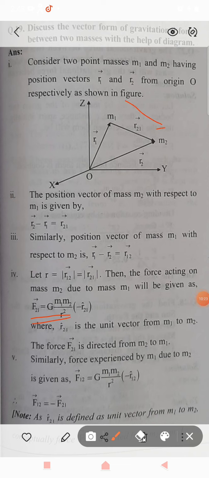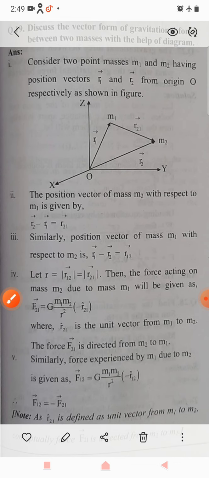So these two masses m1 and m2 are separated by the distance r21. Then the force F21 acting on the second due to the first equals G m1 m2 upon r square, and the unit vector is directed from 2 to 1. So the distance from 2 to 1 will be measured. That's why we have applied the negative sign. So this is the discussion of the gravitational force between the two masses with the help of the diagram.